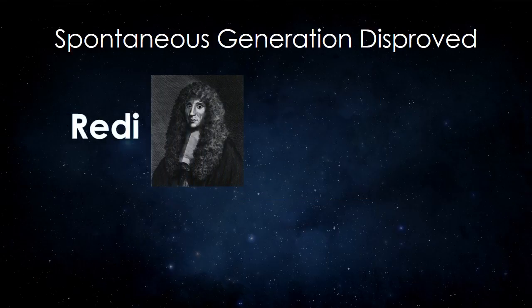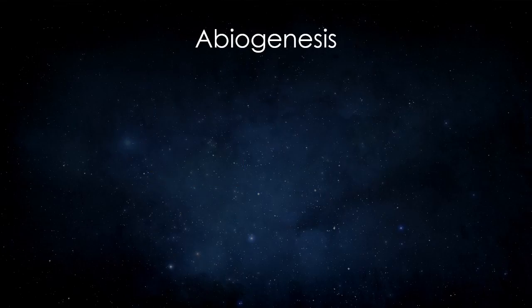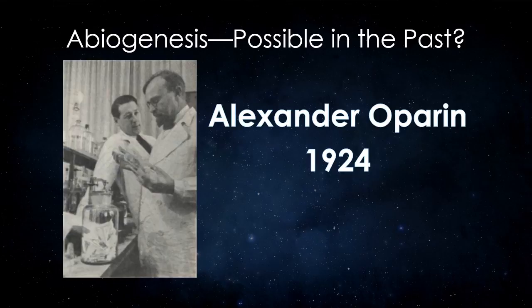A series of famous experiments by scientists like Francesco Redi and Louis Pasteur finally demonstrated that life does not generate spontaneously from non-living things. In spite of this, just a few years later, a biologist named T.H. Huxley coined the term abiogenesis to refer to the process of life coming from non-living things. And in 1924, a scientist named Alexander Oparin suggested that even though spontaneous generation does not happen now, perhaps abiogenesis had been possible in the distant past when conditions on Earth were different.